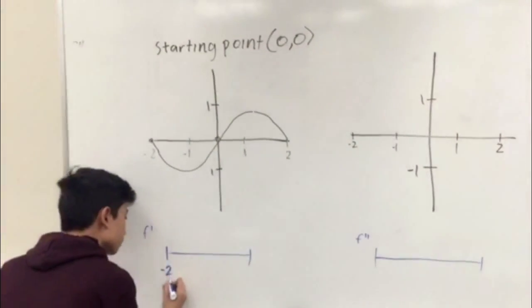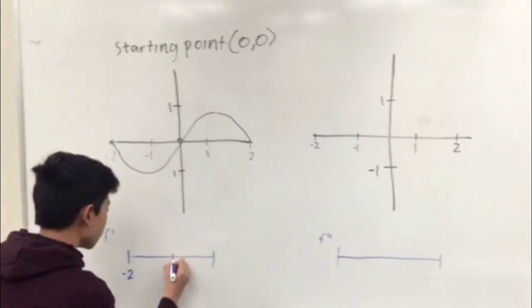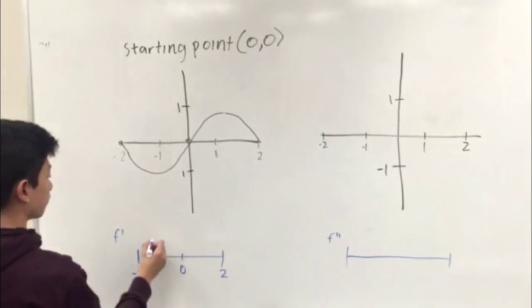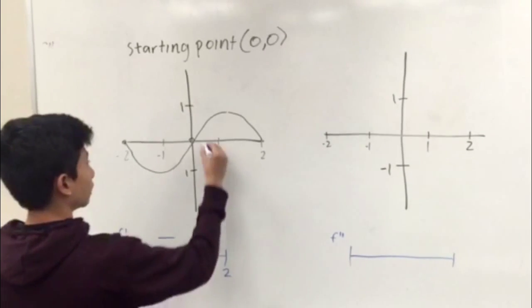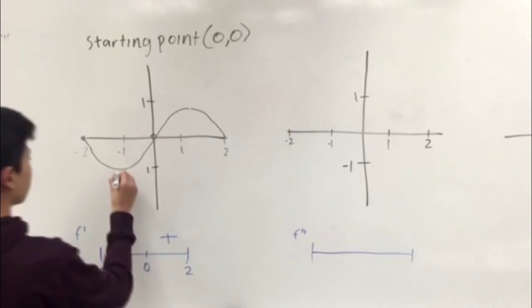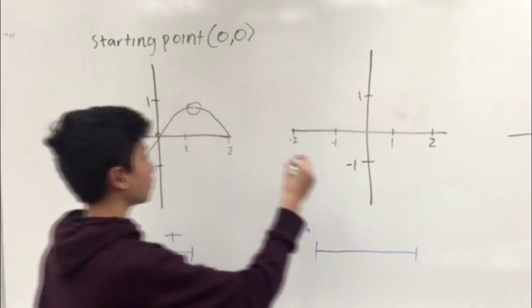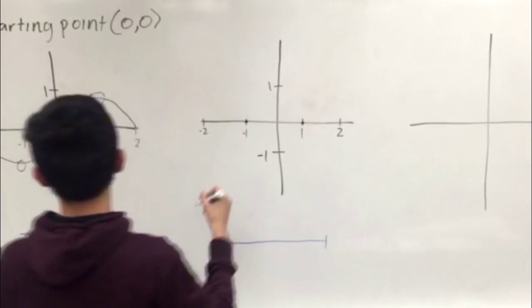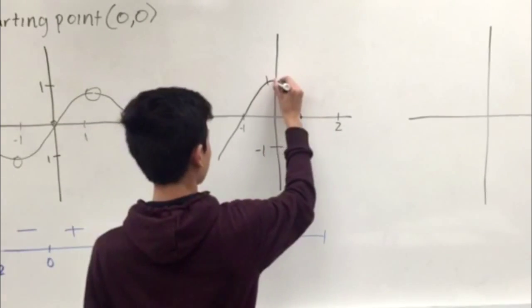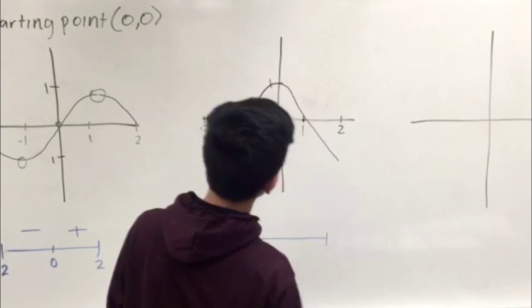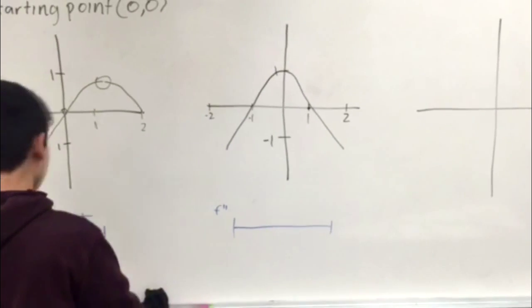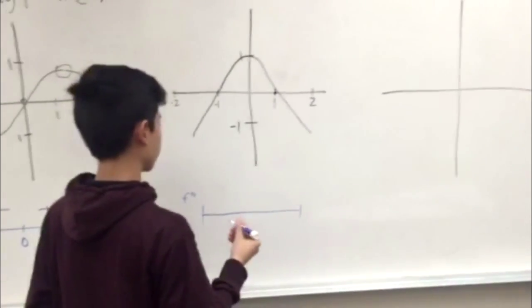Okay, so we're going to start off with the sine graph, and the starting point is 0, 0. First, I'm going to put the critical points down, which are negative 2, 0, and 2. Since this is in the negative region, it's going to be negative, and this is in the positive region, it's positive. Since this is a critical number, a minimum and a maximum, it's going to be 0 at that point. And since there's a 0 on the first graph and the second derivative graph, there's going to be a maximum there. So yeah, it looks like a negative cosine graph.